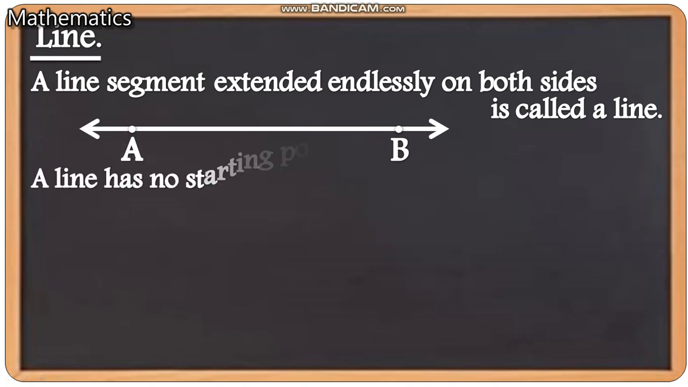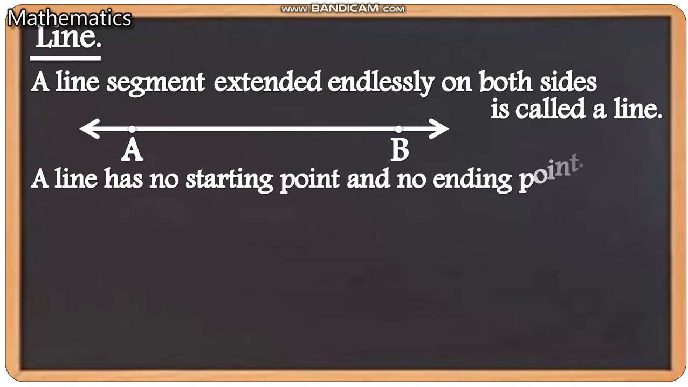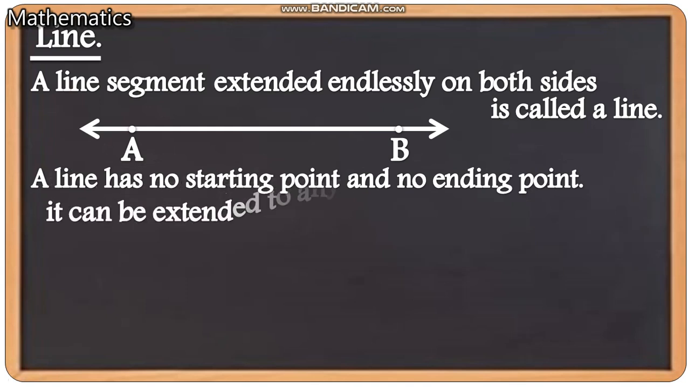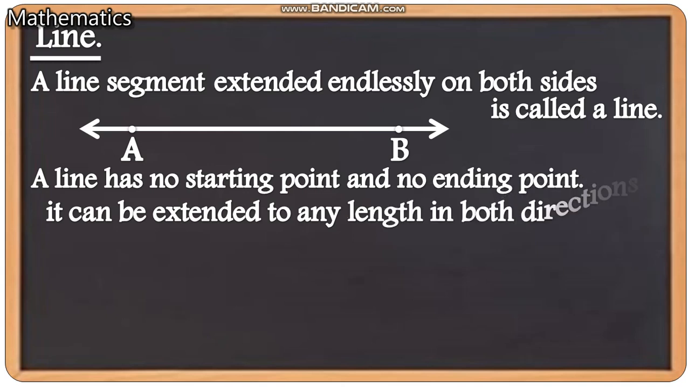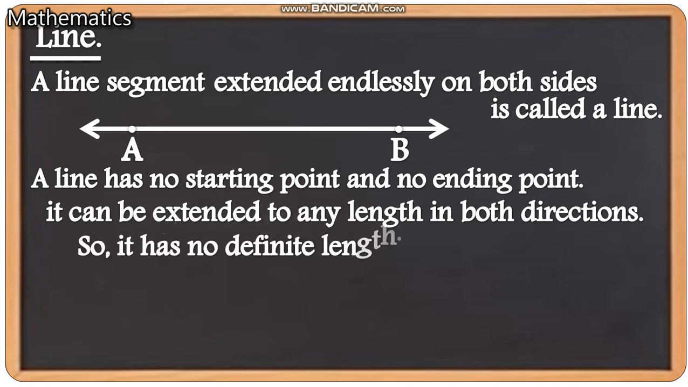A line has no starting point, no ending point. So it can be extended to any length in both directions. So it has no definite length. We can't measure the length of this line.